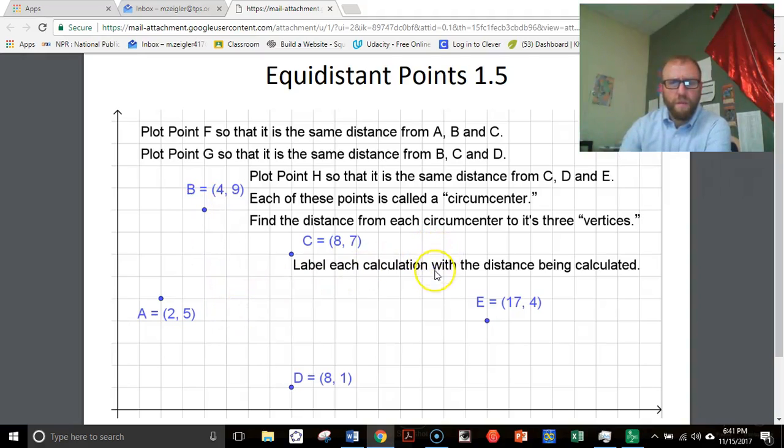And then you're all set. Right? So you're going to find those 3 points, calculate the distances from each of those 3 circumcenters to its 3 vertices, and then label your calculations with what you're calculating.